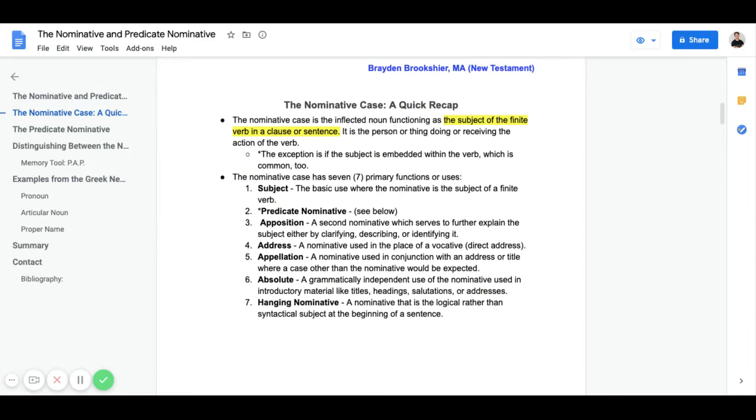Now also, the nominative case has 7 primary functions or uses, and this is where syntactical categories come in. We're going to be focusing on the predicate nominative, but just be aware how a nominative case can be functioning. Its most basic use is the subject, when the nominative case is the subject of a finite verb. It's what it's known for. It's what you learn in basic Greek grammar, but we need to be aware of the other possibilities of how the nominative case can be functioning in a clause or in a sentence. We're going to be looking at the predicate nominative, but be aware it can also be functioning in apposition, address, appellation, absolute, and hanging nominative.